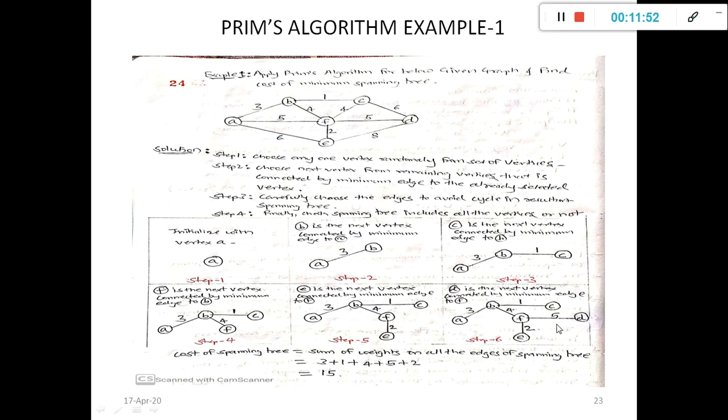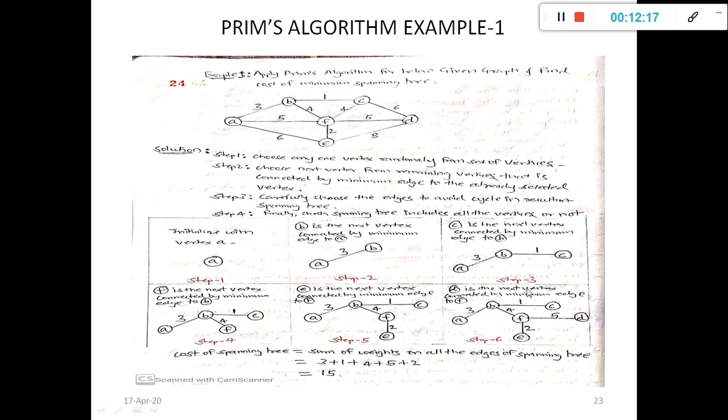The tree shown in step 6 is called the minimum cost spanning tree. The cost of the spanning tree is equal to the sum of the weights on all the edges of the spanning tree, that is, the distance from A to B is 3, from B to C is 1, from B to F is 4, from F to D is 5, and from F to E is 2.